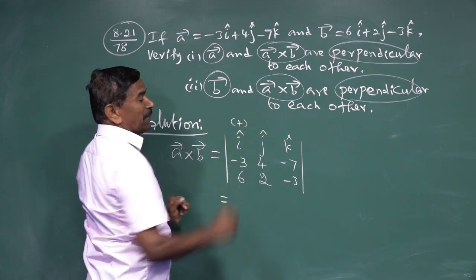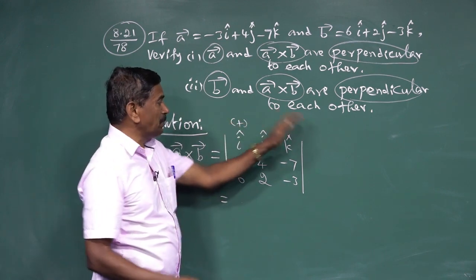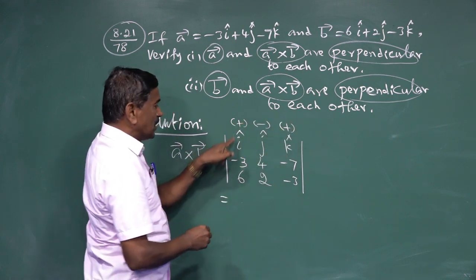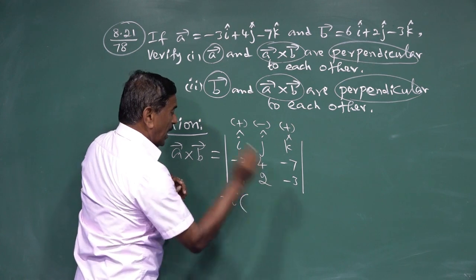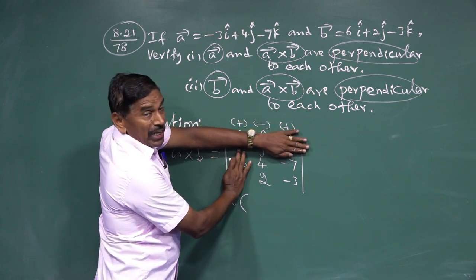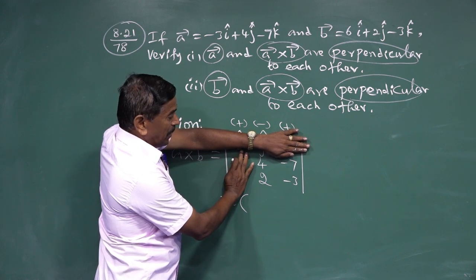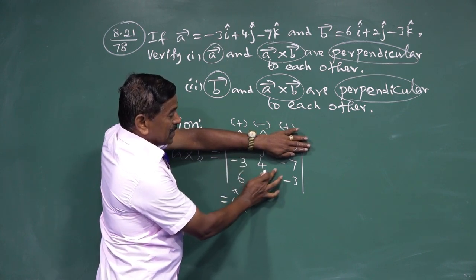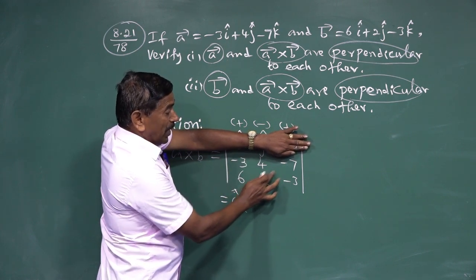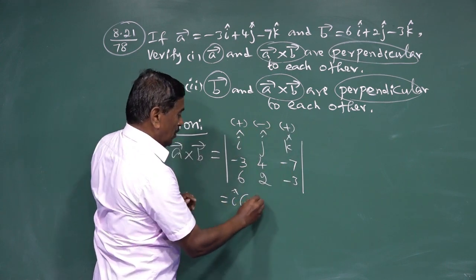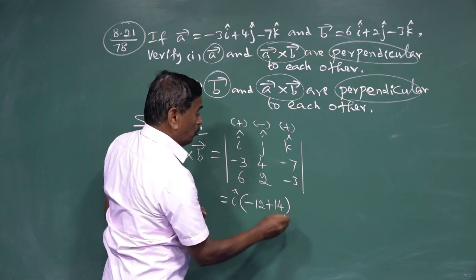Now which is equal to? We know the expansion of the determinant: plus, minus, plus. Now plus into i cap. Forget its respective row and column. Yes, 4 times 3 is 12, but minus 12. And in this direction we have an extra minus, so minus into minus is plus 14. So minus 12 plus 14, in brackets.